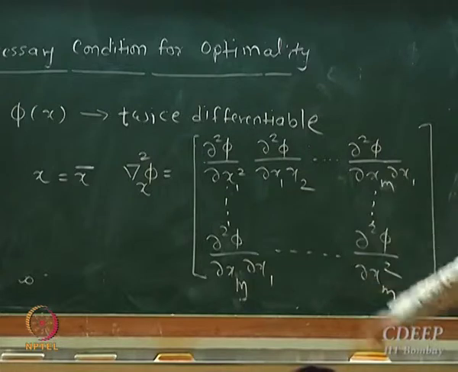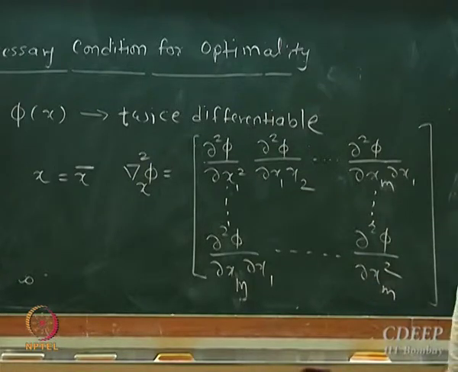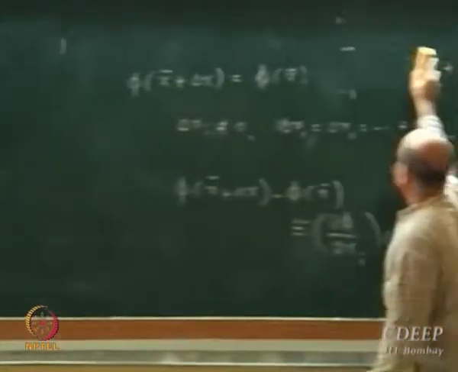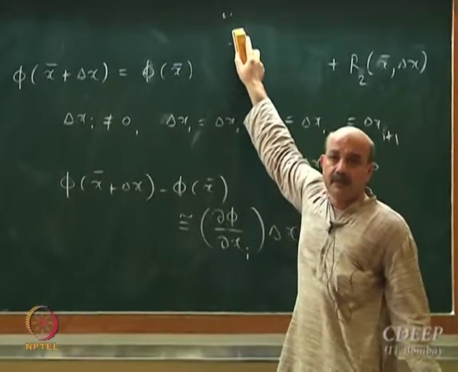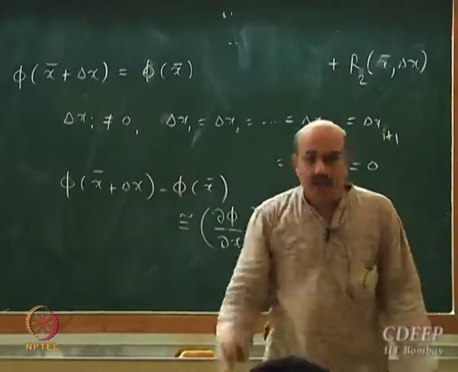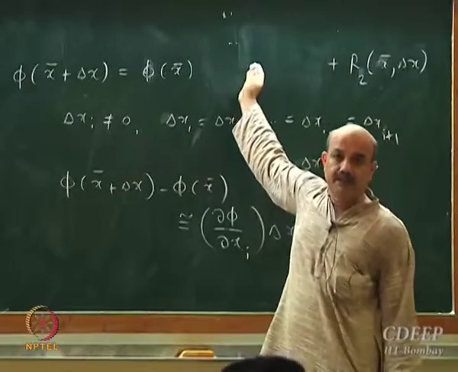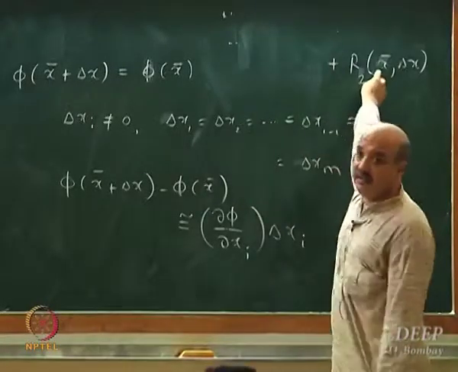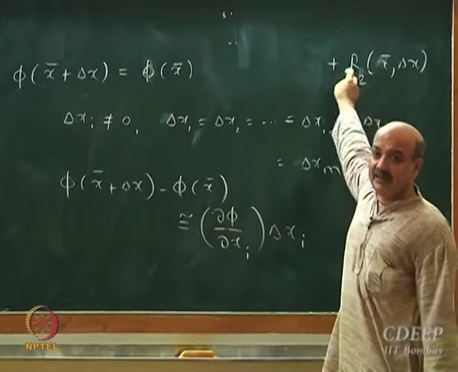So we have to look at the Hessian. Why do we have to look at the Hessian? Let's go back to this equation here. We said that the only way x bar is a minimum is if all derivatives are zero. If all derivatives are zero, this term vanishes, right? When I do the Taylor series expansion, all derivatives are zero at x bar, so the first derivative term will vanish. Then we have to look at the second derivative part.